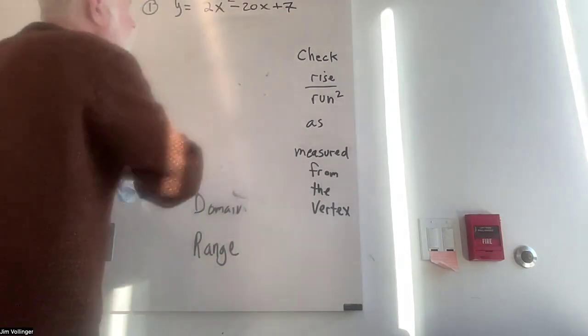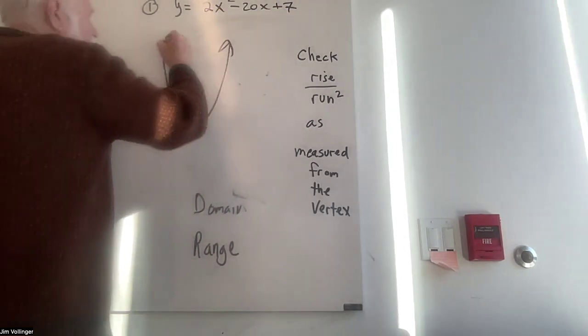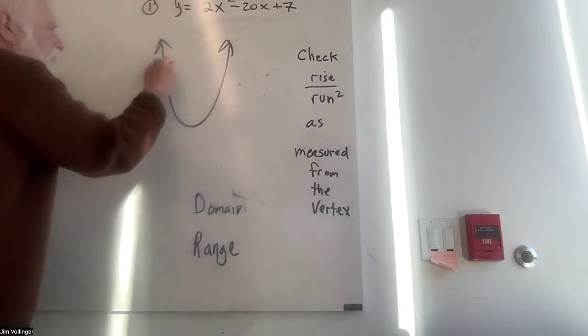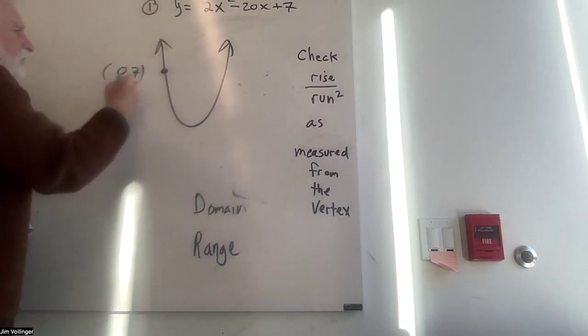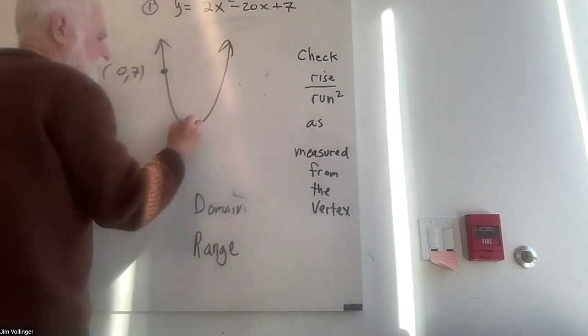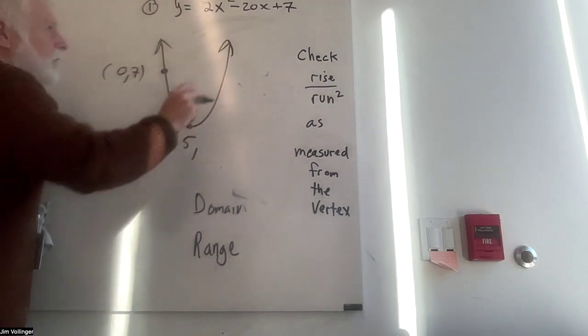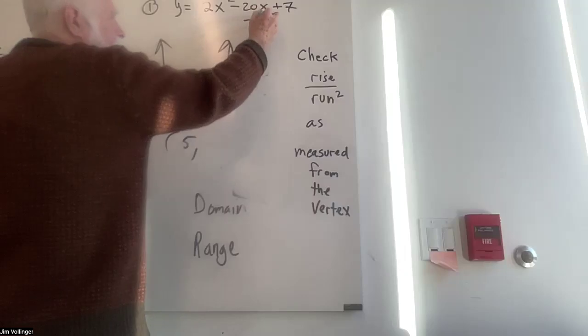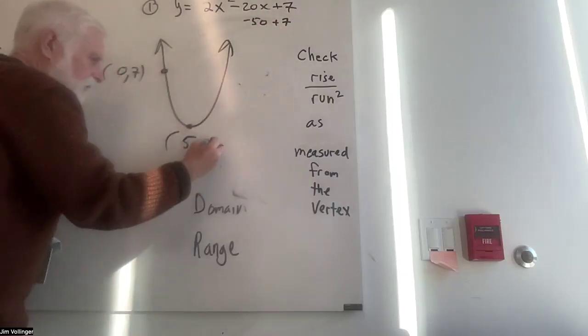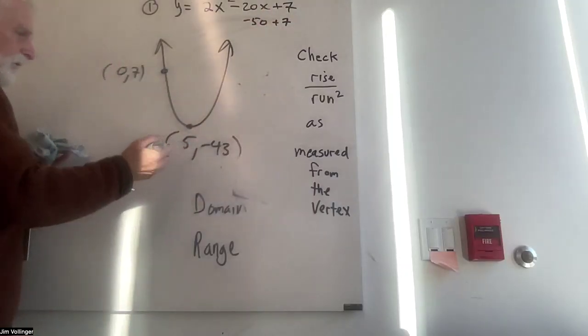All right, so what am I going to do? I see cup shape up. I now know that I'm on the decreasing side. 0 gets me 7. And now 4x minus 20 tells me 5 is the important number. Minus 100 cut in half is minus 50 plus 7 is minus 43. That's the graphing form now.